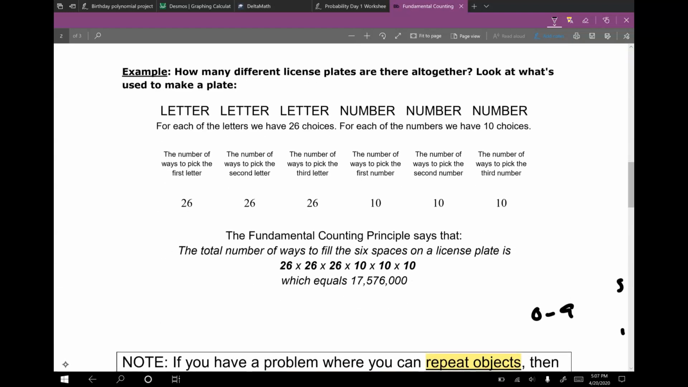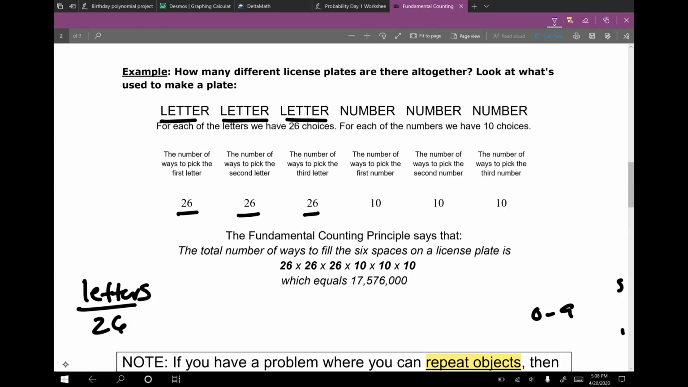Now you can do it with license plates also, but what I want to talk about here is how many options you have. When you're talking about letters, there are 26 letters in the alphabet, so you would have 26 possibilities for a position that needed letters. These first 3 blanks need letters, so that's why I see 26, 26, and 26.